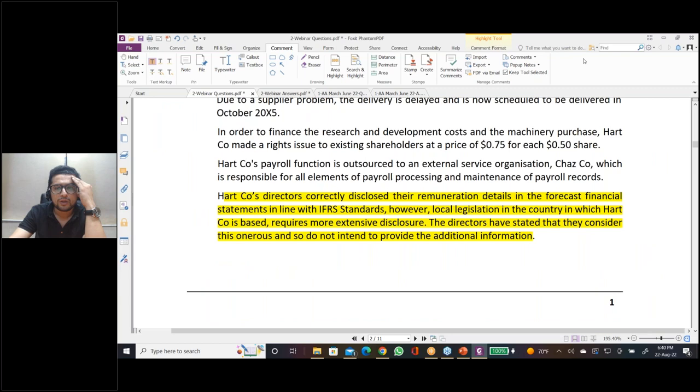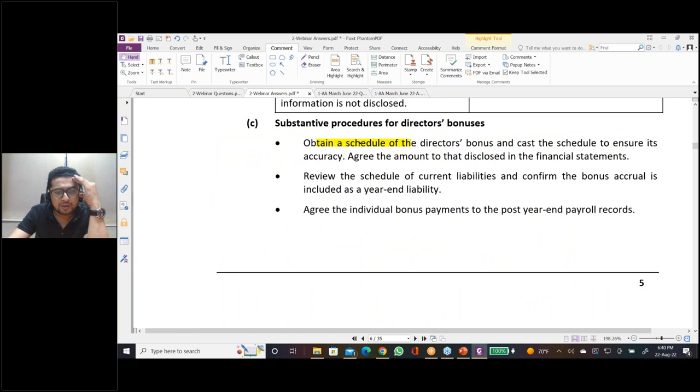We were having a discussion on the director's bonus, and let's talk about the second procedure. For example, you are going to select one individual out of so many directors. Agree the individual bonus payment to the post year end payroll records. Make sure the same amount which was agreed for a particular individual is part of the payroll record. Review the schedule of current liabilities and confirm that the bonus accrual is included. What if the client has not recognized it as an accrual? Because they have to pay the bonus after the year end, they have not paid it as yet, so they need to recognize it as an accrual, because they need to come up with certain calculations and then the amount would be finalized. So just review the accruals, make sure this is part of the accrual.